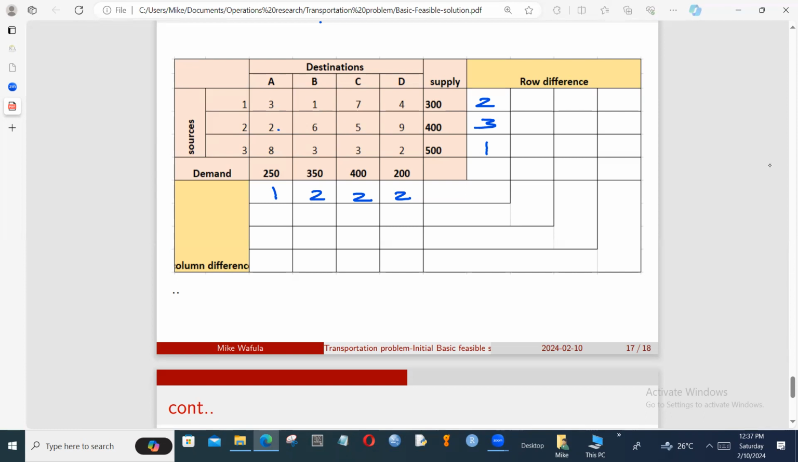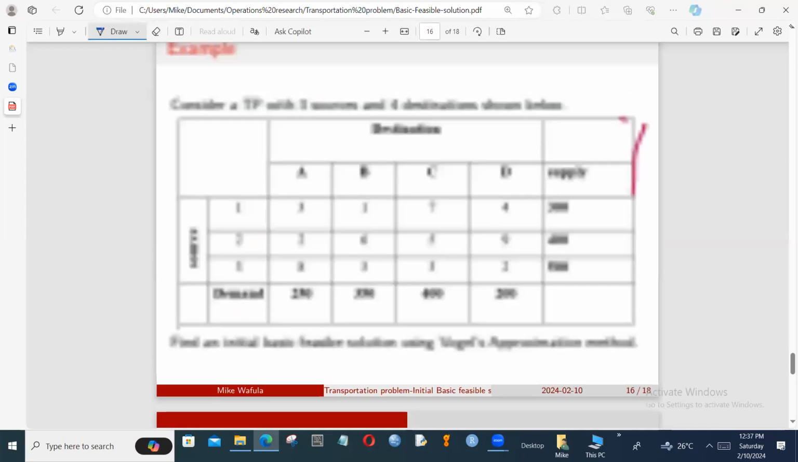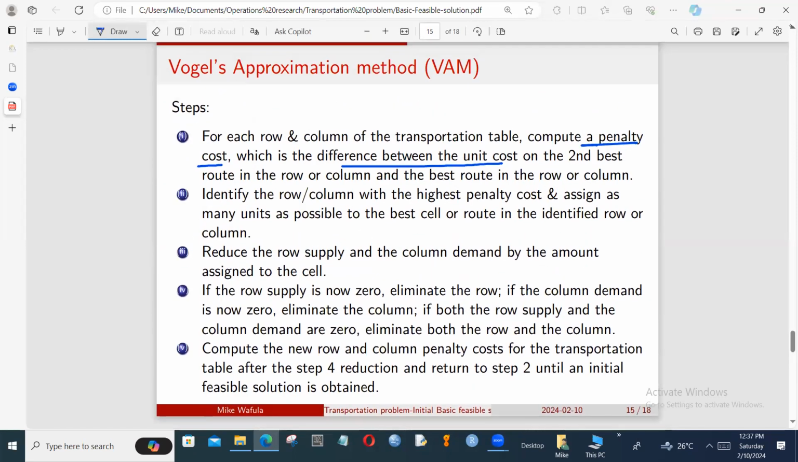We okay up to there? Yes. So that is what we shall be doing almost across all rows. So that's what we are calling the difference between the unit cost on the second best route, either in the row or column, and the best route in the row or column. Then the second step is to identify the row or column with the highest penalty and assign as many units as possible to the best cell or route in the identified row or column. As many units as possible to the best route.